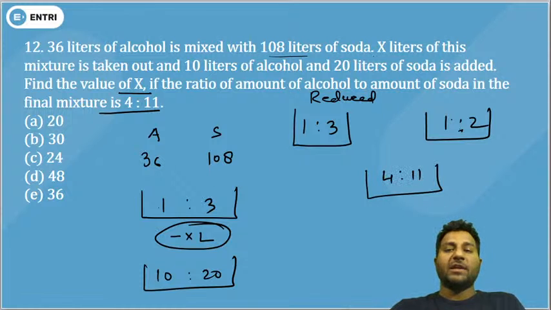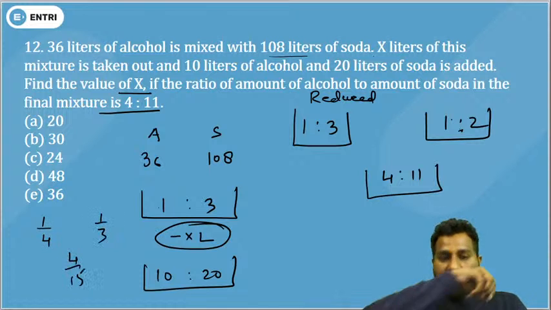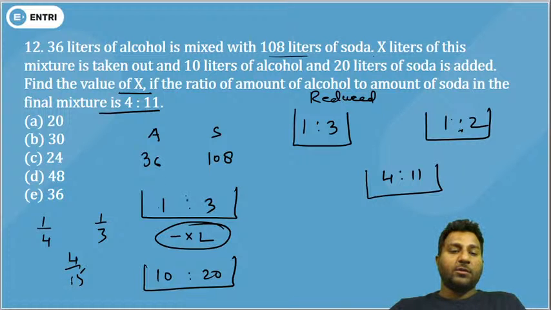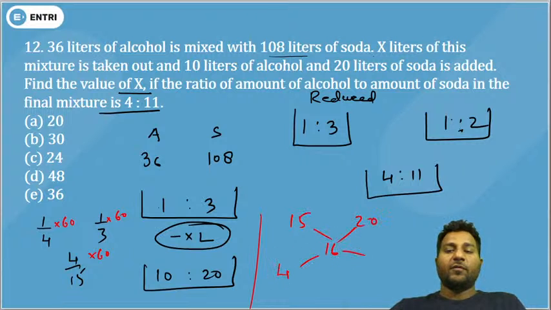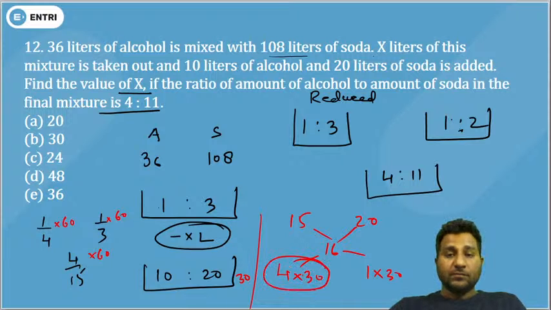So let's use alligation. 1/4, 1/3, 4/15. So clearly 15 and 3, we need to multiply with 60. So 60, 60 and 60. Look at this. We can use alligation 15, 20 and 16. So let's use 4:1. And you know that the whole quantity of 30 liter has been added. So 1 ratio equals 30. That means 4 ratio equals 120. From 144 we have been reduced to 120.